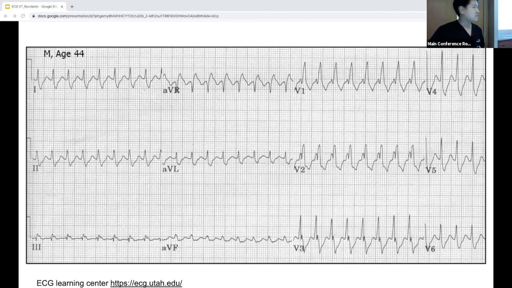So let's go on to the next EKG. What's your impression of this EKG? Is it sinus? No, there are no P waves. Is this narrow or wide? Wide. If you're looking at maybe V1 or V3, the widest you see the QRS is about 160 milliseconds. Is this regular or irregular? Regular. It's pretty regular.